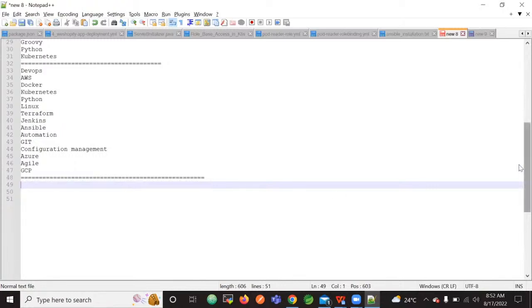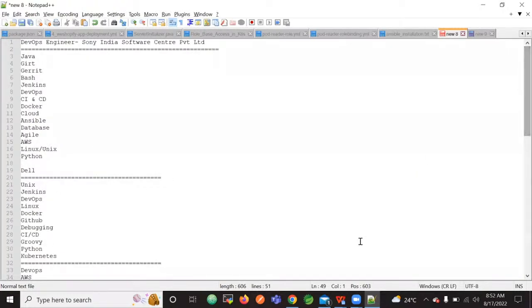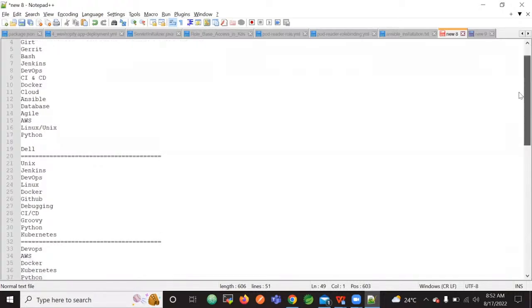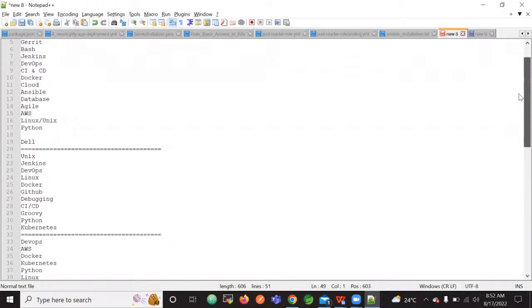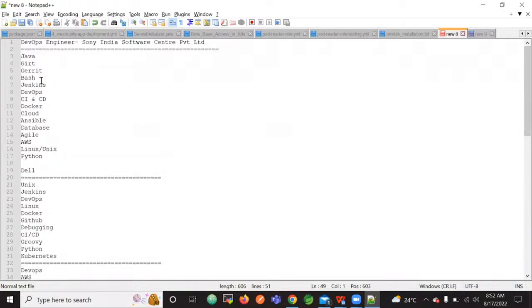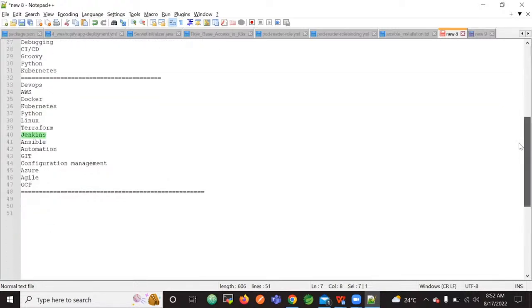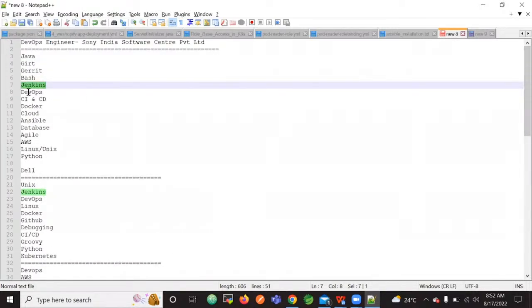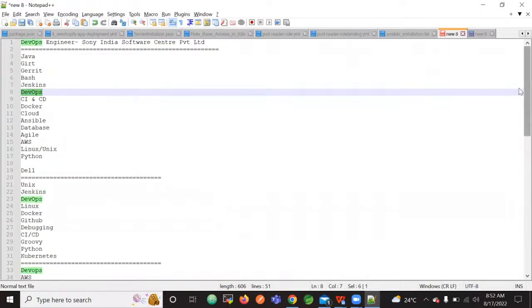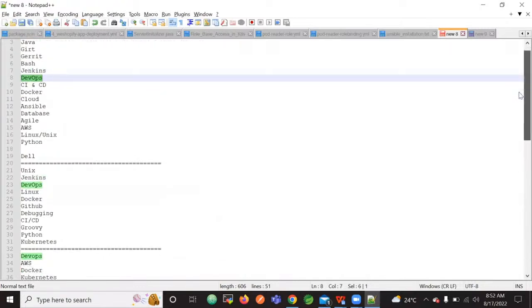By looking into this, can you help me? What is a common skill set they are looking for? Docker, okay. Jenkins, yeah, Jenkins. If you can see the Jenkins, it is in all. Then DevOps concepts. Linux, yes.